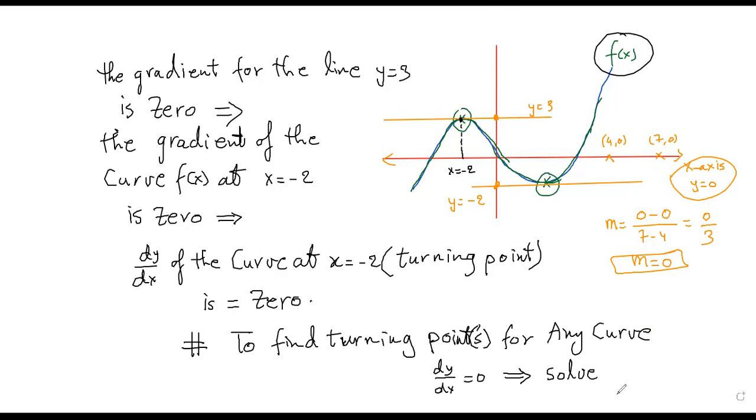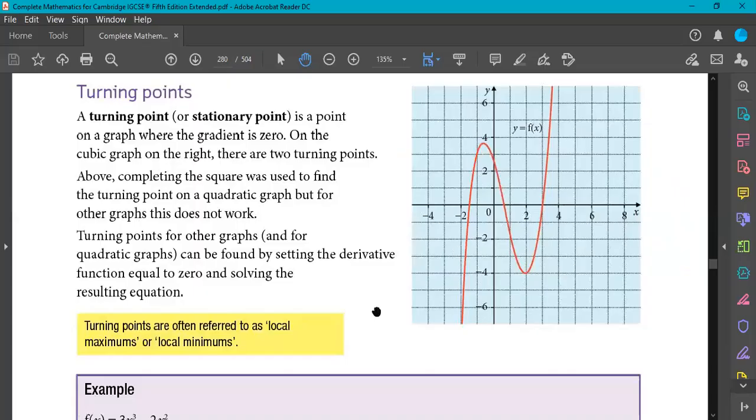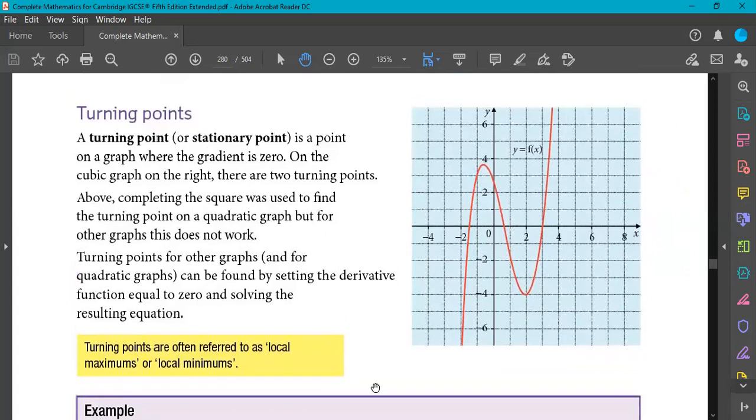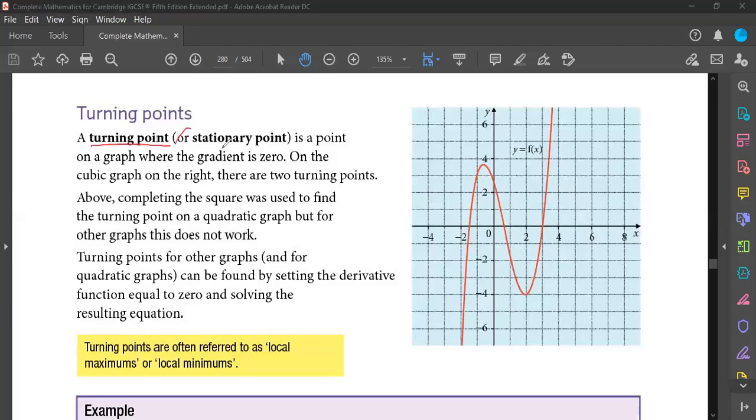For example, let me go back to the book. This is your book. Turning points, please listen carefully, also have another name: stationary points. So the question may say find the turning points, which means differentiate, equal to 0, and solve it. Or they may say find the stationary points, which means they are pointing to those two points, the turning points, the maximum and the minimum.